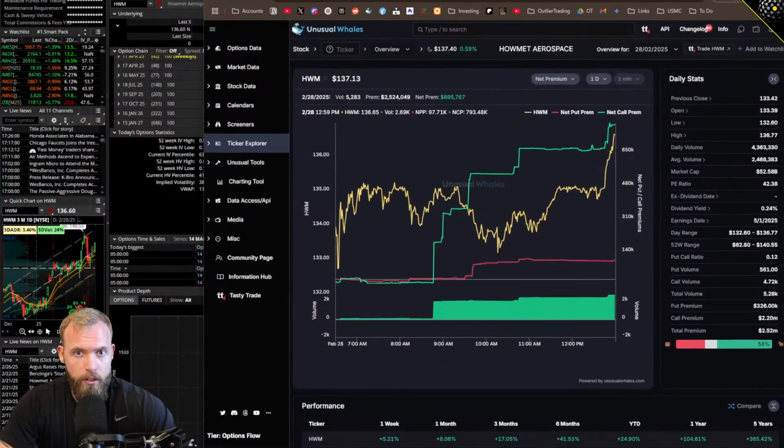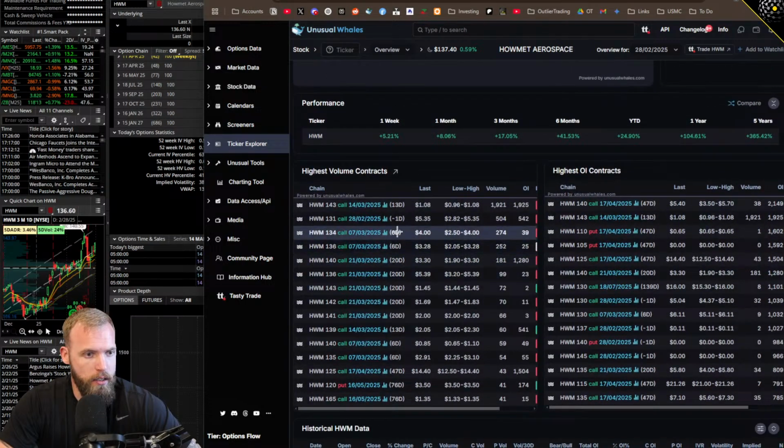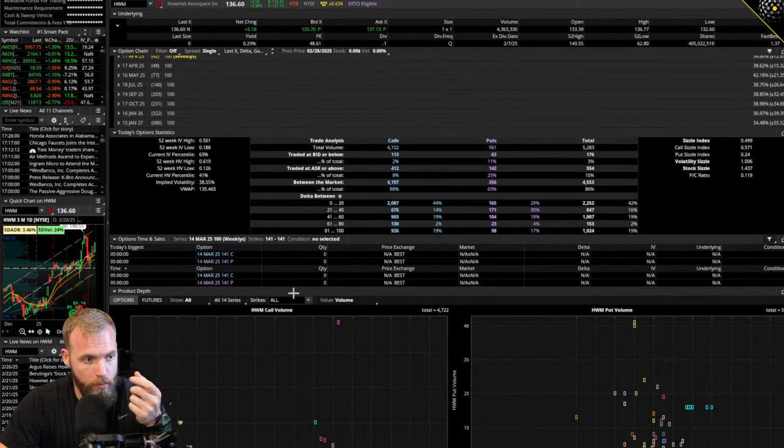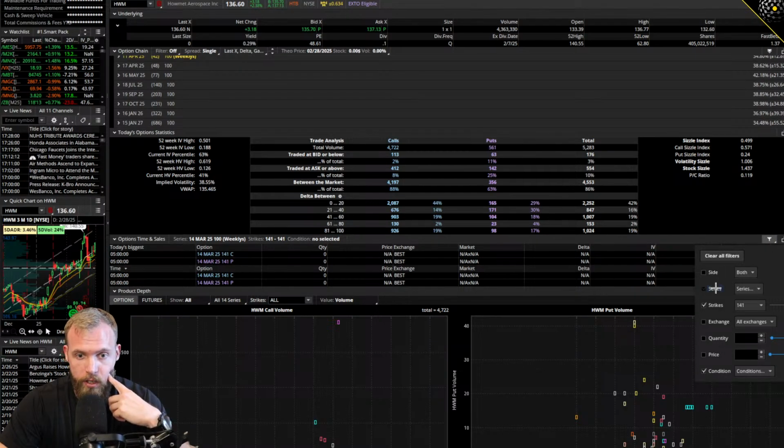But we can find it over here as well. So we can go into the volume for today, and we can take a look at these different calls, right? So we know the 141s were busy today. And we can figure out where the majority of those were traded at throughout the day. Now, normally Thinkorswim would also support being able to do this yourself. I don't know why it's yielding not correct information.